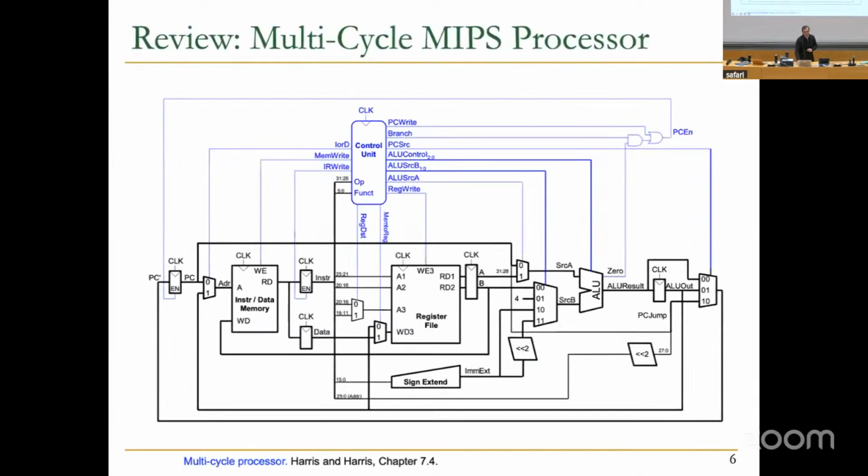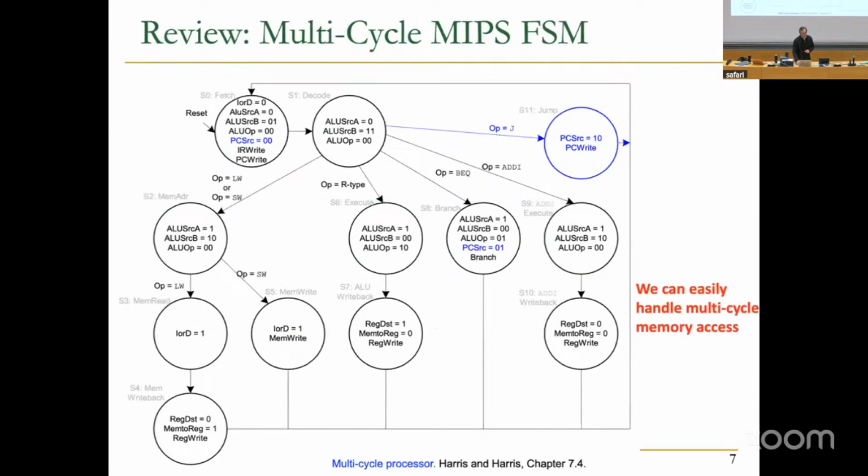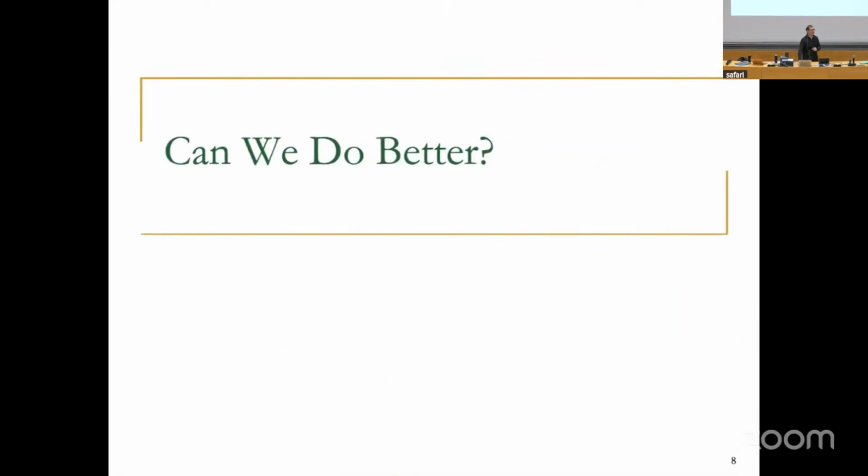Okay, just to jog your memory, this was our multi-cycle MIPS processor. And this was our finite state machine. We built this, most of it at least. And we said that we can easily handle multi-cycle memory access. This will come up again in pipelining. So don't forget these issues. These are fundamental issues. And we asked the question, can we do better?